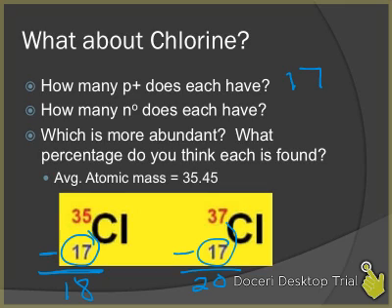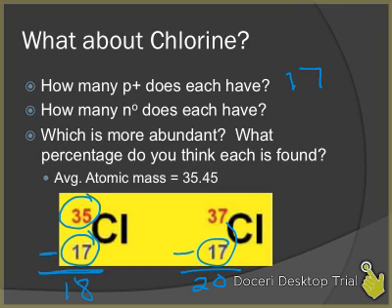Now this is the hard question. The hard question says which one is more abundant and what percentage do you think each is found? So let's go with the first one. We need to figure out which one's more abundant, aka which one is closest to the average. So the average is 35.45. Is that closer to 35 or 37? 35. 35 is more abundant.